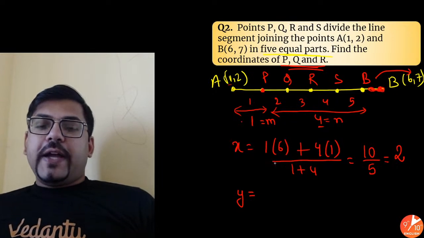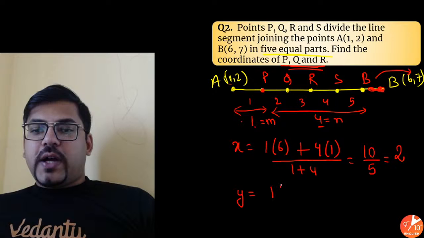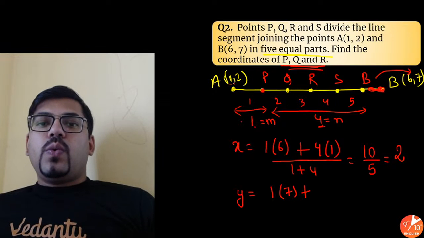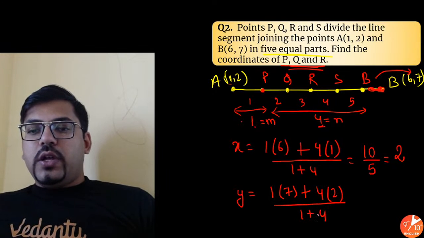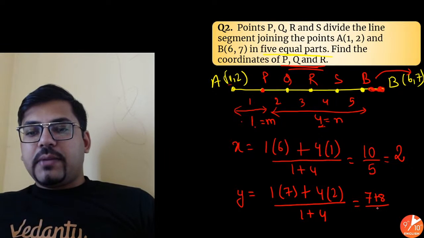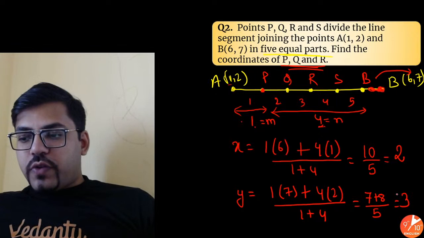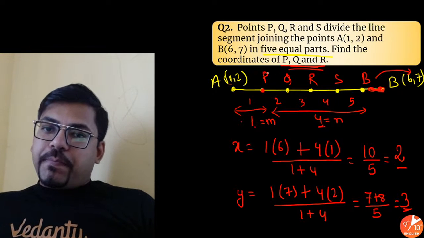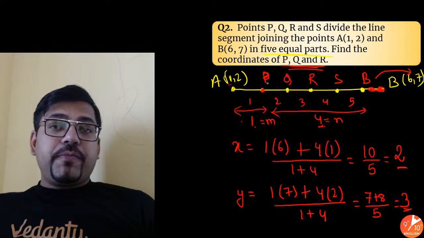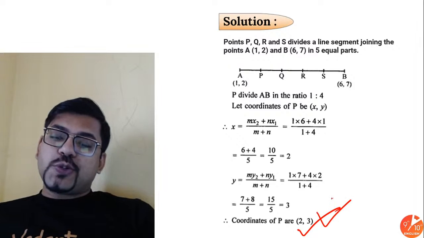Similarly, here you got Y, which is again MY2, 1 into 7, plus NY1, so 4 into 2, divided by M plus N, 1 plus 4. So 7, and 4 2s are 8. 7 plus 8 is nothing but 15. So 15 by 5, the answer is 3. So what we got? M plus N is 5. Yes, I know that, but the answer we got is 2 and 3. So the coordinate of P which we got is 2, 3. See here people, the coordinate of P is 2, 3.